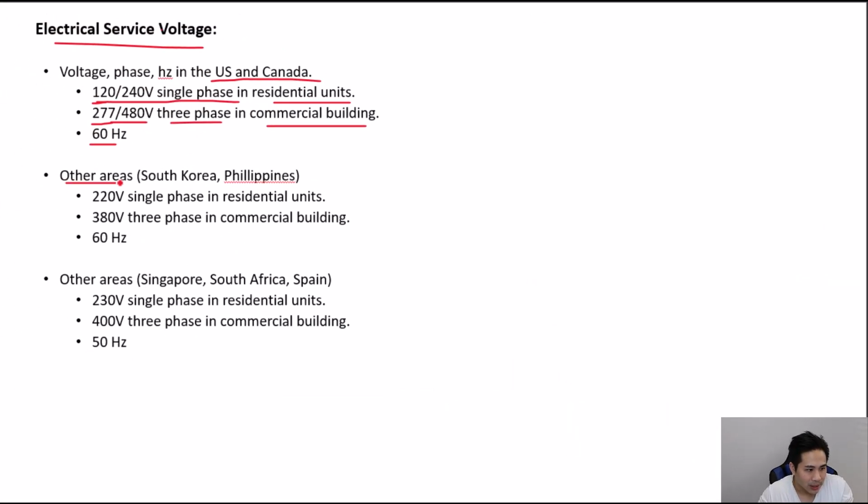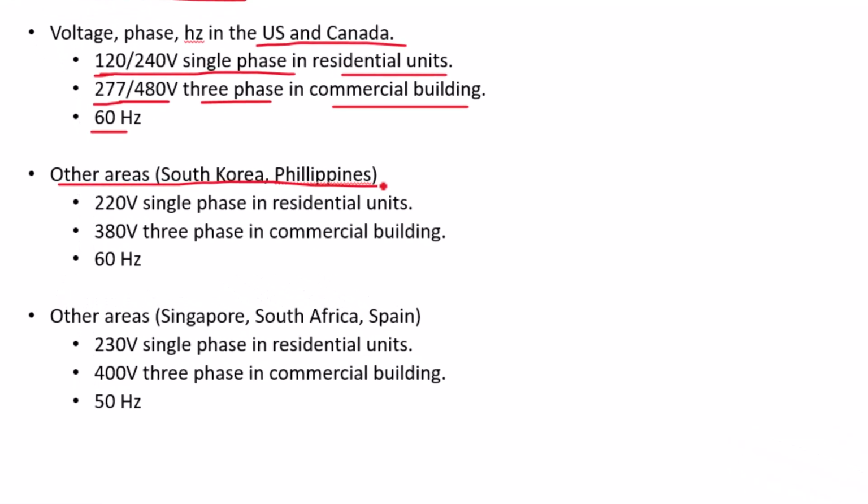In other areas, such as South Korea and the Philippines, to name two different regions, they use a different voltage, which is 220 volt single phase, and also 380 three phase, and the Hertz is the same as in the US, which is 60 Hertz.